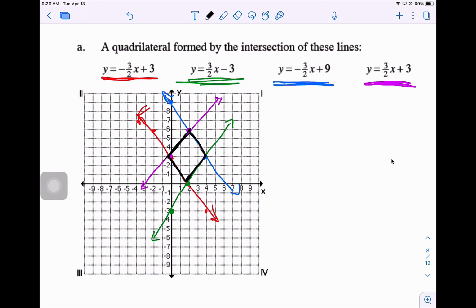Wait, is the green one correct? I think so. Let me take a look. Oh, up 3 over 2. I thought that there was a negative. No, we're okay. I think we're okay.